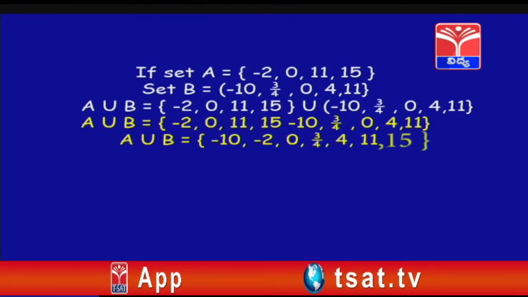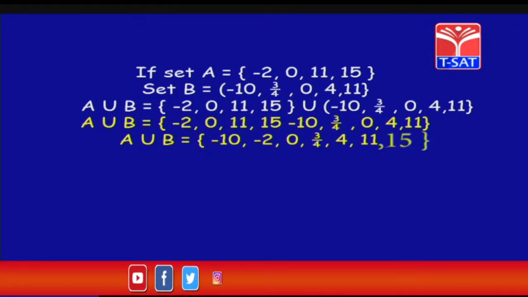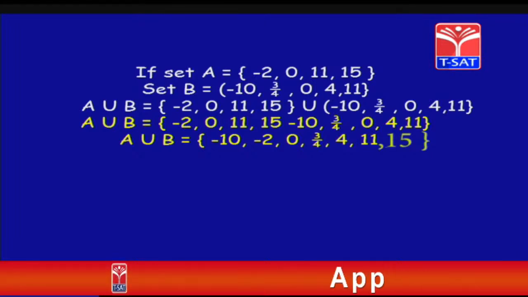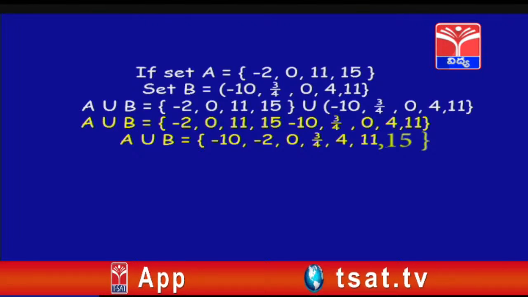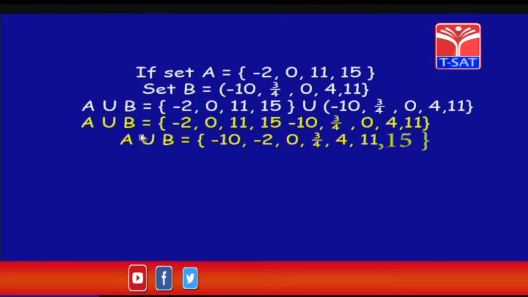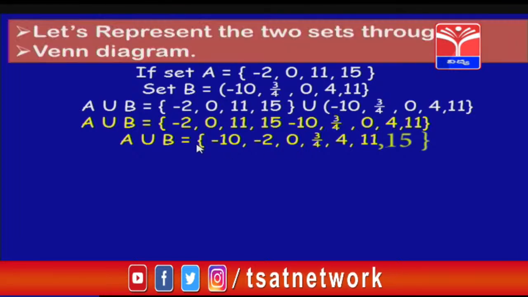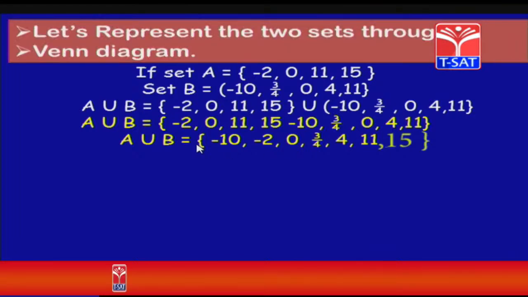One more example you consider. If set A is minus 2, 0, 1, 11, 15 and set B is minus 10, 3 by 4, 0, 4, 11. Then what will be A union B? If you combine both elements, I have written like this. Yes, you can write like that. A union B will be the combination of both elements. Let us see. So, let us represent these two sets through a Venn diagram again.